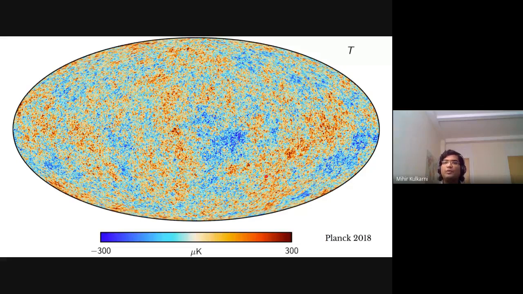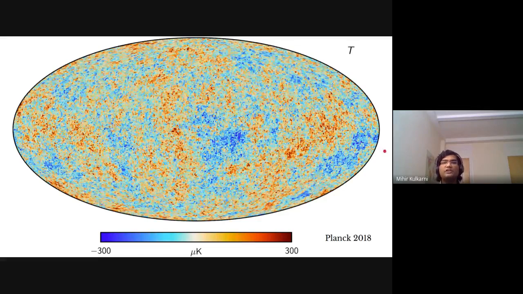And these tiny inhomogeneities at the epoch of recombination grew with time because of gravitational effects, and led to the structure formation of galaxies, galaxy clusters, etc., that we see today. So this can be understood using numerical simulations of dark matter. As we know, dark matter is a lot more abundant than baryons and does not interact with radiation.